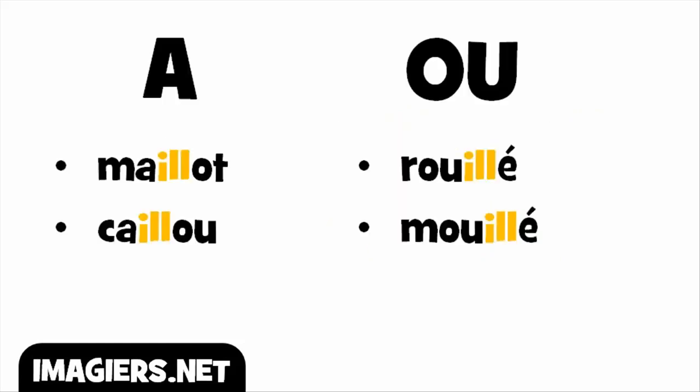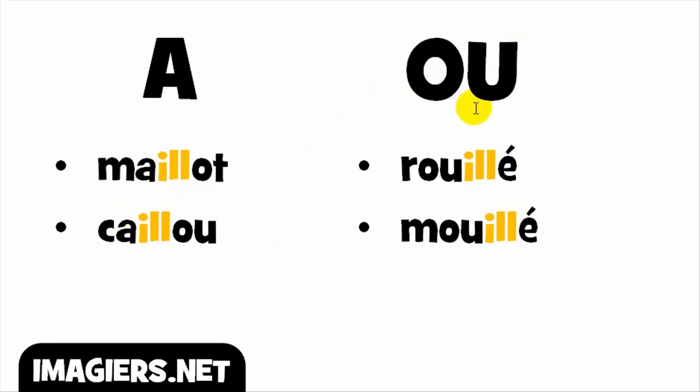So let's see a few examples now. In the first case, when you get this A vowel, you just put this ILL. Remember the sound is y. So you get this word, and it's maillot. Second example here, same thing, ILL. The sound is y. So you get caillou. Maillot, caillou. All right.